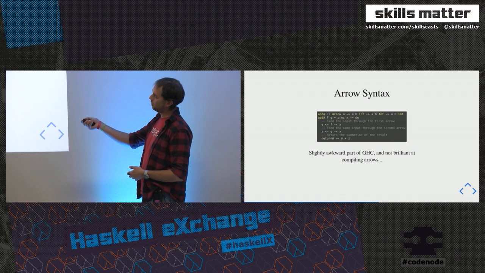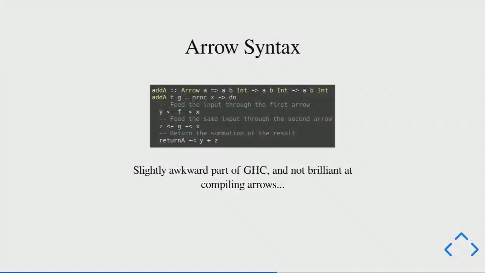There's a proc keyword, and the arrow syntax looks very much like you are just feeding things into these boxes, except it goes right to left rather than left to right. So I feed X into the F arrow, and I get Y out, and I feed X into the G arrow and get Z out. And then there's this return A. This isn't the keyword actually. Oh, no, it is a keyword. Return A, which then just gives me the result of these, and that itself is an arrow.